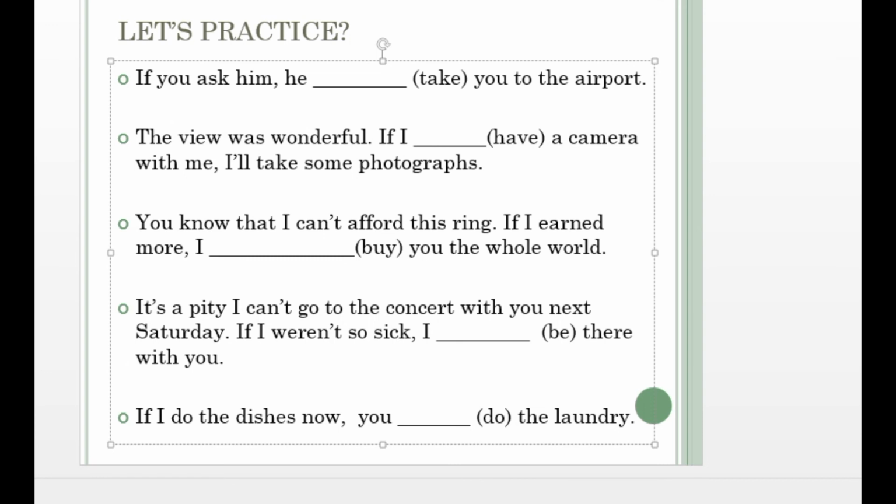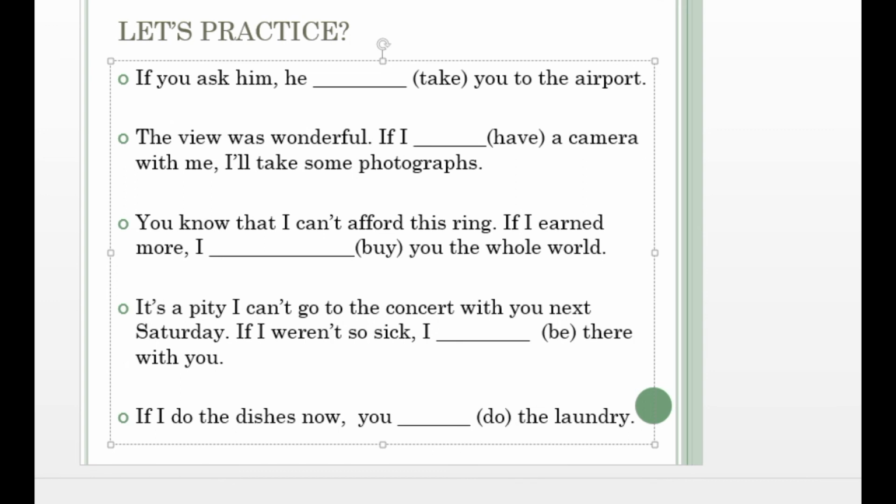Next, it's a pity I can't go to the concert with you next Saturday. If I weren't so sick, I there with you. You need to use the verb to be. Pay attention again because I'm talking about if plus the verb in the past. Remember which conditional we use here? And the last one, if I do the dishes now, you the laundry.